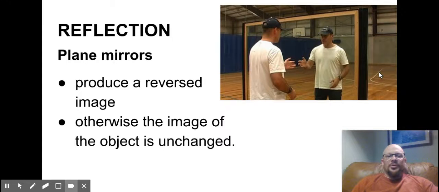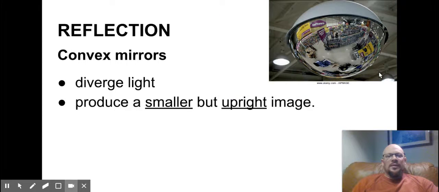A plane mirror is just a regular mirror. This is the mirror that you probably have in your bathroom or your room that you use to get ready in the mornings. Other than the image being reversed, it produces the same image. It's not changed. It doesn't bend the light in any way. It just reflects it straight back to you. If you hold a word up to a mirror, it's backwards. But other than that, it's unchanged.